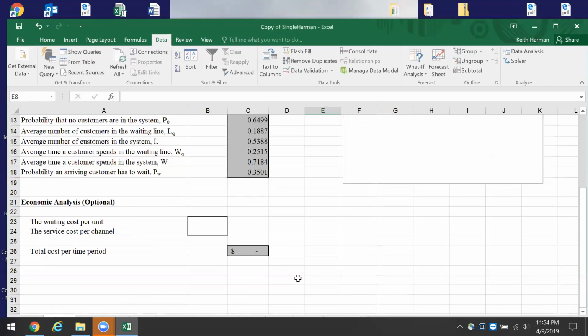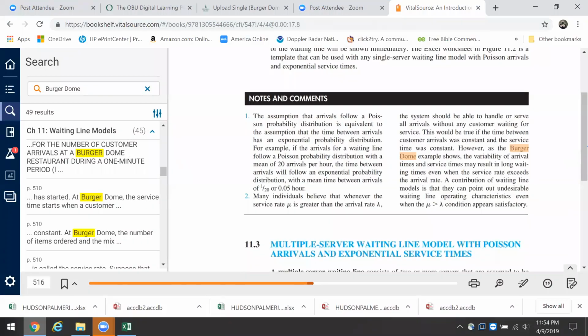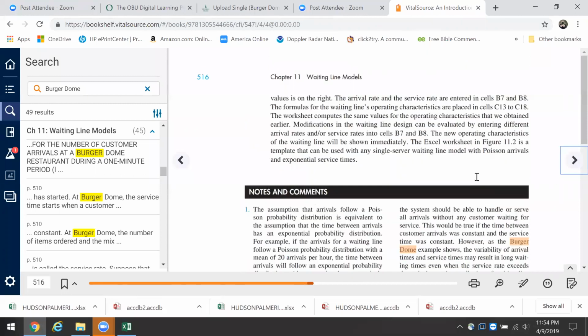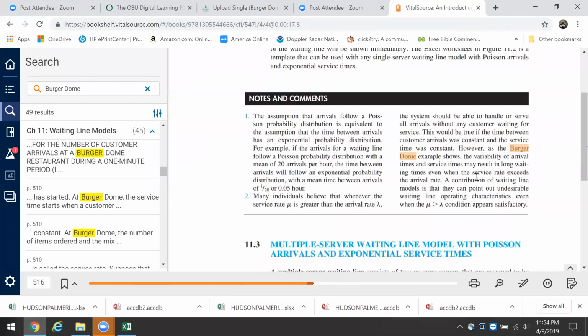Now we'll click OK on this. And if we had some waiting cost per unit time and the service cost per unit time, then we can get the total cost. Notice this, again, this is mimicking the total cost equation. The waiting cost per unit and the service cost per channel gives us the total cost per time period. By channel, they're talking about the queue. Now, as I'd mentioned, you really do need to look at 511 through 516.